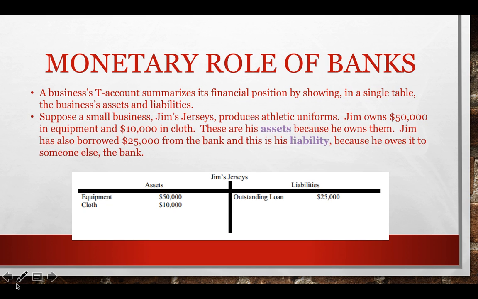And so, he owns $50,000 worth of equipment. This is equipment that he's bought, that he owns, that he's paid for, and he has $10,000 in cloth. These are his assets. He owns them. He can do whatever he wants. He can sell his equipment, he can sell his cloth, or he can turn those into jerseys or whatever. And then on the other side, he has $25,000 in liabilities. This is a loan that he took out from a bank. This is a liability because it is not his. He owes it to somebody else, namely the bank.